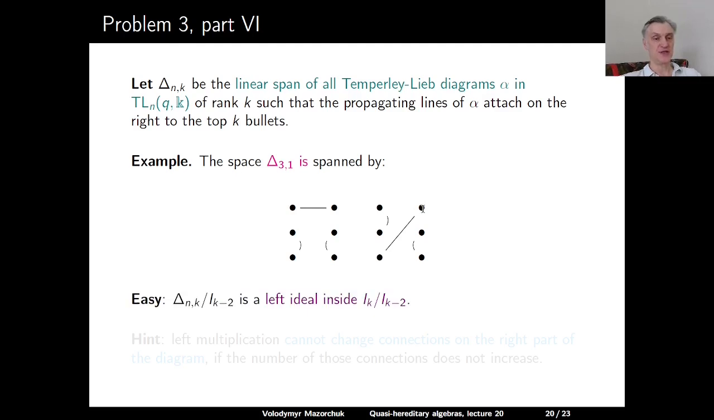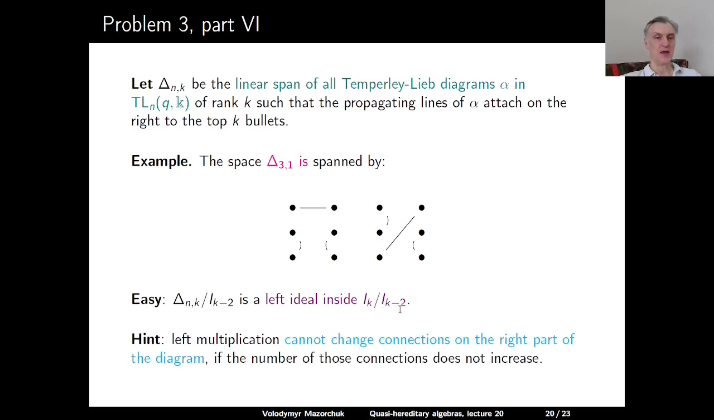From the definition, it is easy to see that the quotient of our Delta(n,k) modulo I_{k-2} is a left ideal inside I_k modulo I_{k-2}. Here is a hint. Left multiplication cannot change the connections on the right. So if you multiply this diagram on the left, this connection is automatic. Of course, it is possible that we can add some connections on the right, but then this will decrease the rank and end up in I_{k-2}, and so it will be 0. And then there is no problem.